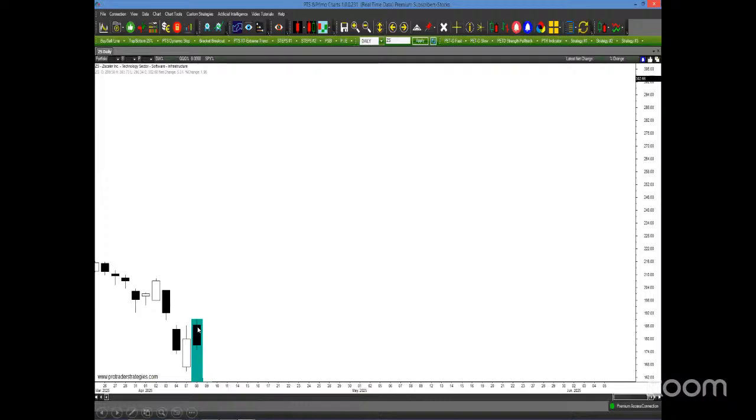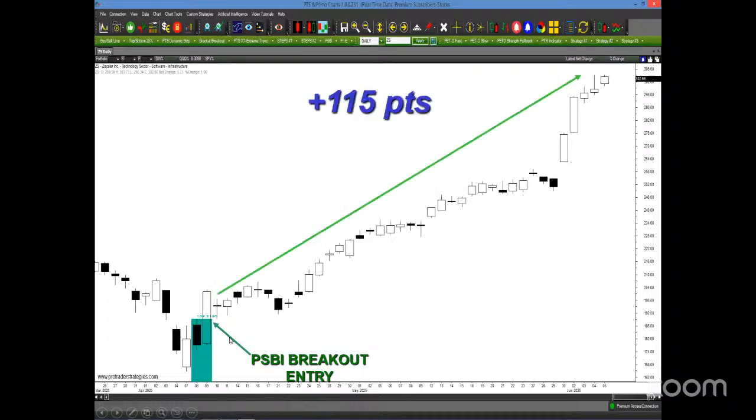And there is just one bar that has been displayed, okay? So we know right off the bat that we're going to buy if it trades on the very next bar right above here. So let's track it and see what happened. The very next bar, it did trade above. So there was our entry right there. And 115 points in the next month or so, okay? And these are all breakouts to the upside.